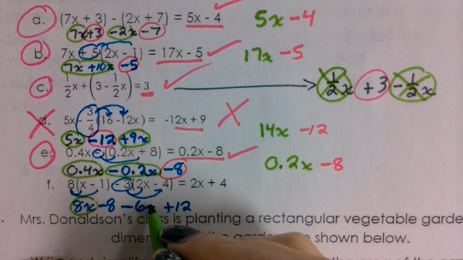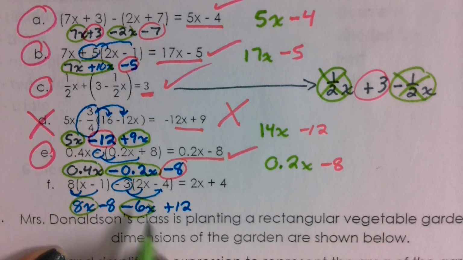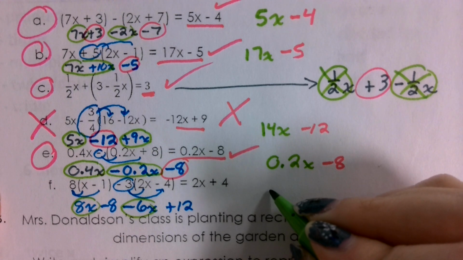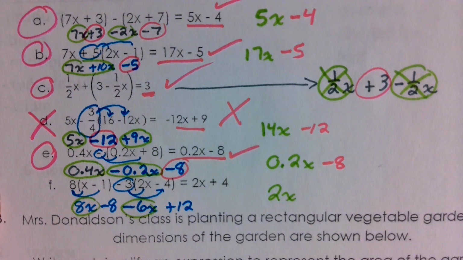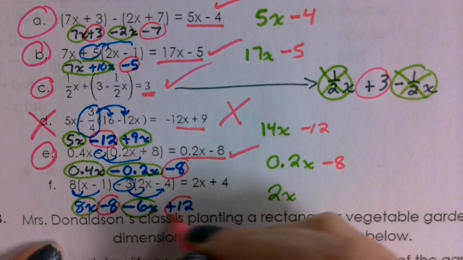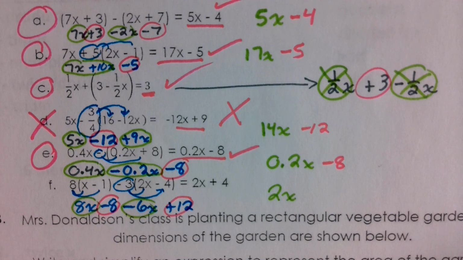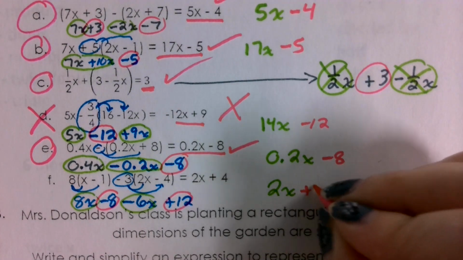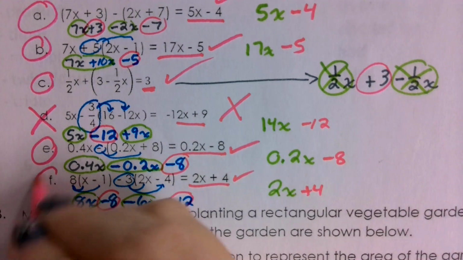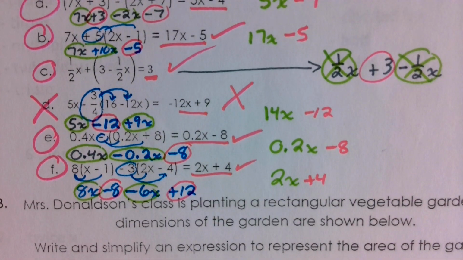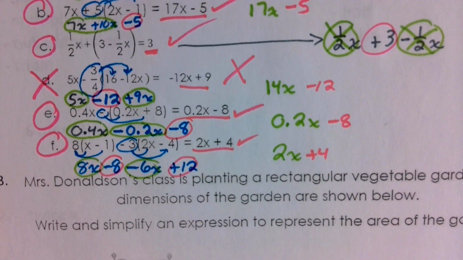We're going to combine 8x minus 6x. What's 8x minus 6x? 2x. Then we've got negative 8 and a positive 12. What's negative 8 plus 12? Positive 4, which is what we wanted. So these are all statements that are true, except for statement D.